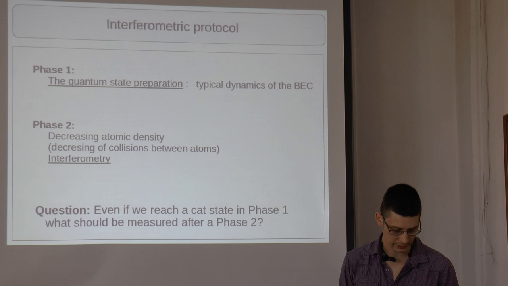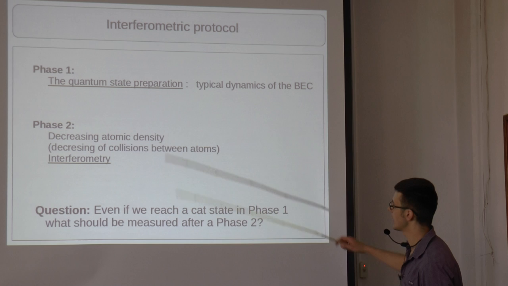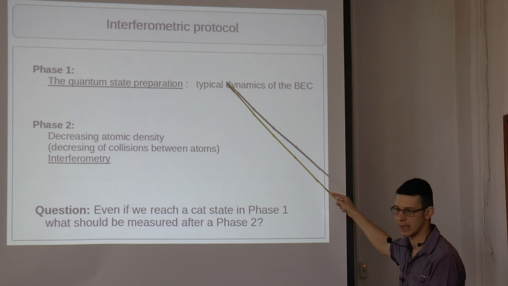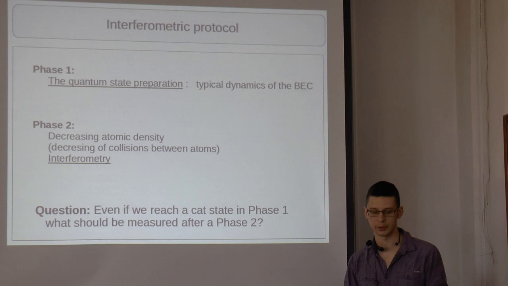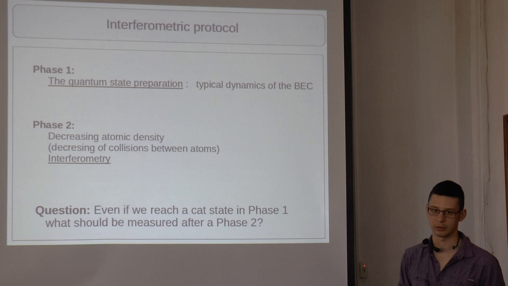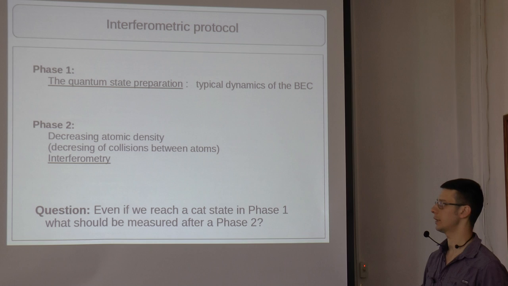So to use the Bose-Einstein condensates in quantum metrology, one should do two-step interferometry. First, one has to prepare the state using the dynamics I was just showing, this dynamics in which the cat state should appear spontaneously. And in phase two, one should somehow decrease the atomic density such that the atoms will not interact with themselves, and repeat the typical procedure for the atomic clock. So the gain from BEC is that it will serve as a producer of a good quantum state which can be used later in the interferometry. This is the idea.